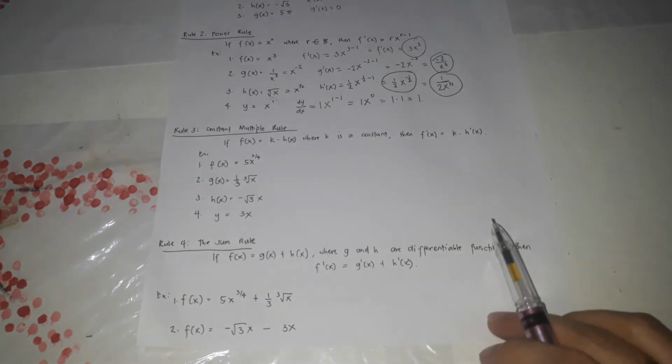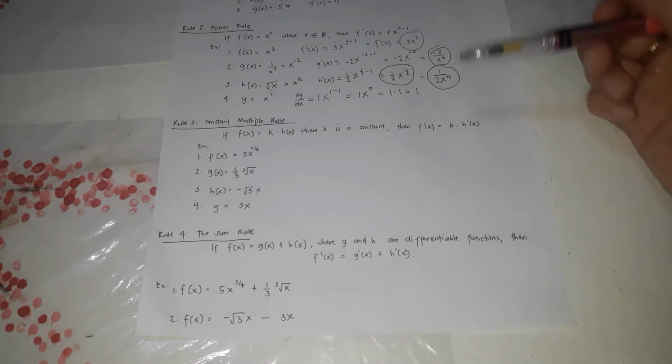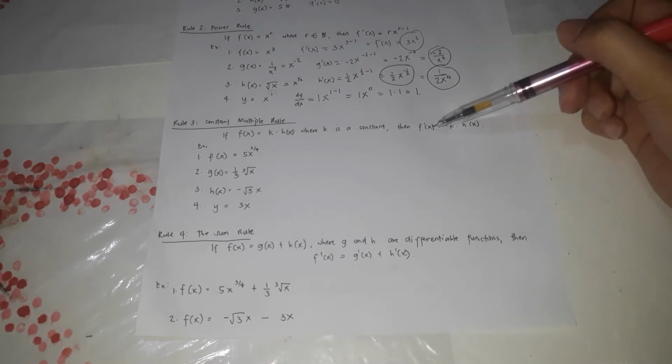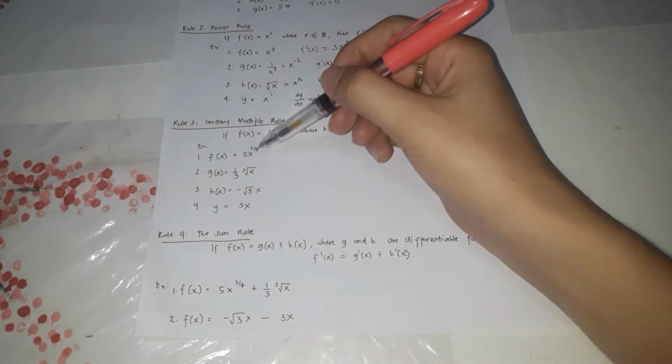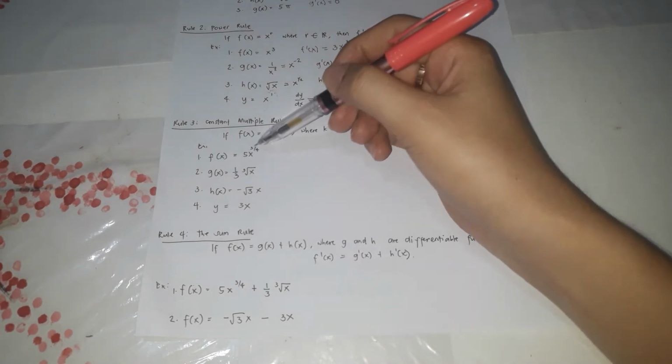For rule number 3, it's the constant multiple rule. Constant multiple rule states that if f of x is equal to k times h of x, where k is a constant, then the derivative of f of x is equal to k times the derivative of h of x. So to make you understand it more easily, we're going to have the example. Example number 1 is f of x is equal to 5x to the power of 3/4.